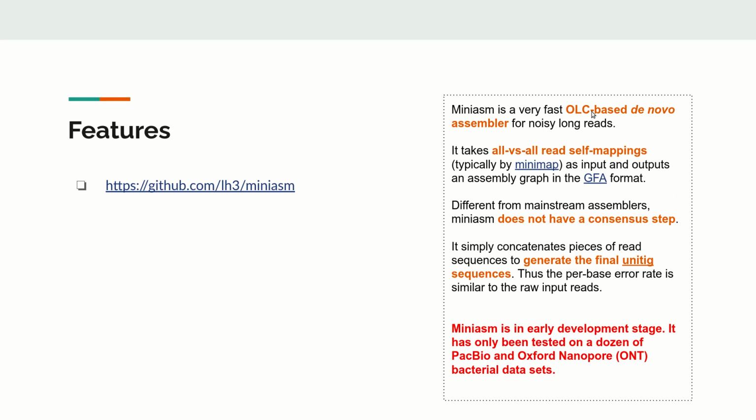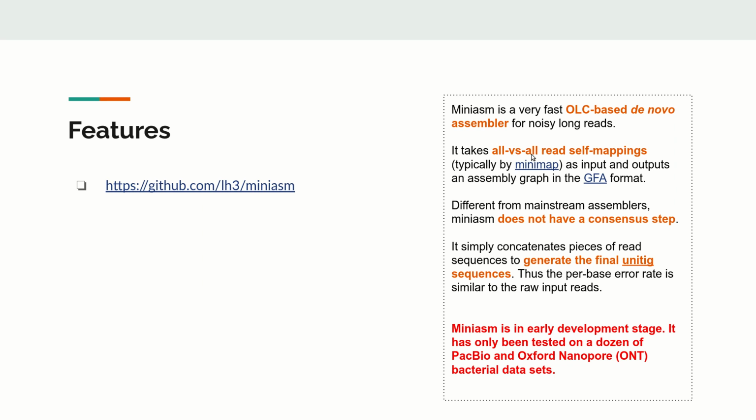Okay, so what is OLC? OLC is the overlap layout consensus-based approach. That means in the first step, we need to find the overlap between reads, like which reads are overlapping with other reads. That overlap information will be used in the L, for layout, to generate a contig layout, and then in the next step we find the consensus sequence. Miniasm is based on this OLC approach.